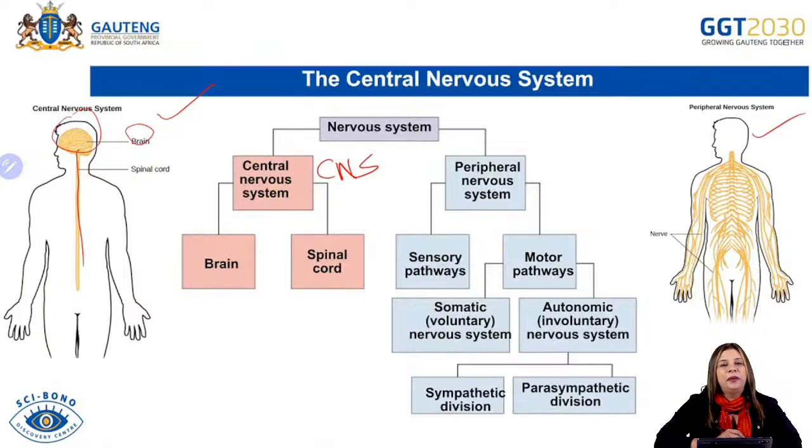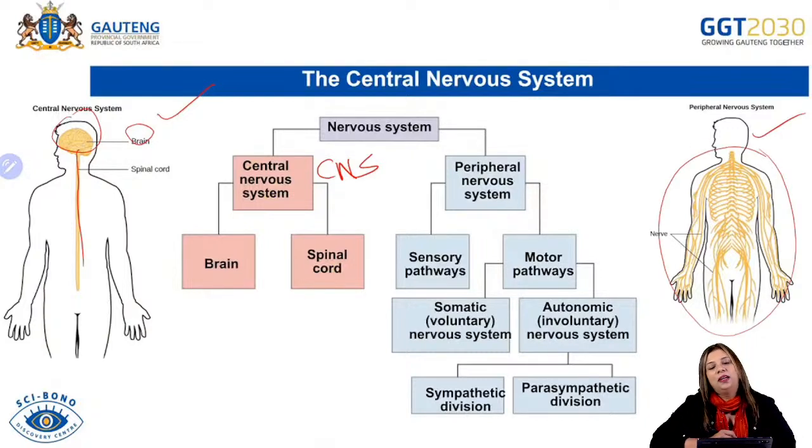And then you have the peripheral nervous system. Peripheral meaning around, isn't it? So you have a whole network. As you can see, you've got a whole network of nerves in your body. So all the nerves that are not the brain or the spinal cord, they belong to the peripheral nervous system. So it should be very, very easy to remember, because just by looking at these diagrams, you can remember which is the central nervous system and which is the peripheral nervous system.